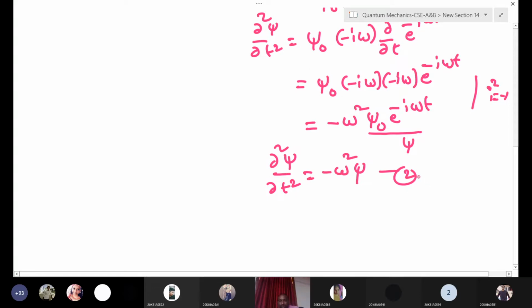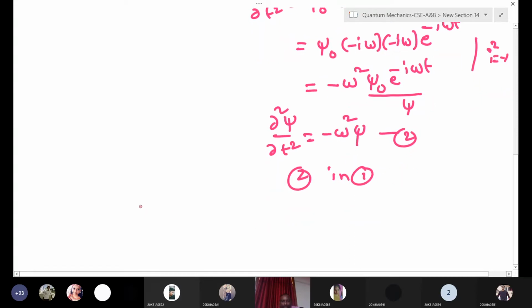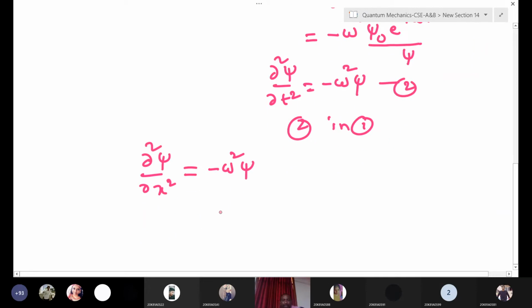So you substitute equation 2 in equation 1. If you substitute that, dou square psi by dou x square, here minus omega square psi, right? Then from there you can write dou square psi by dou x square plus omega square psi is equal to 0.